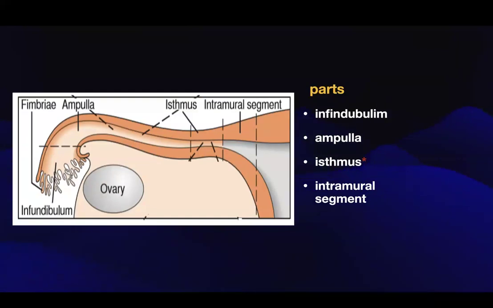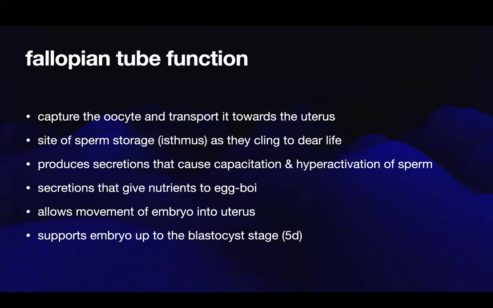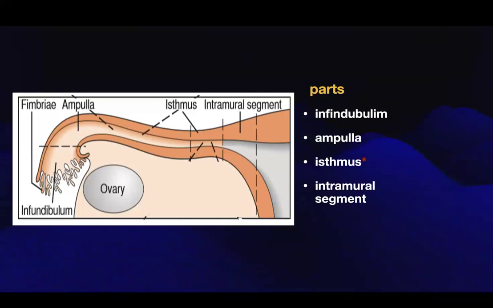Now, there's a cute little red asterisk on the isthmus, and it's because it is very, very clinically relevant: it's the narrowest part, and therefore it is a potential site for ectopic pregnancy. What can happen here is the fertilized egg could get stuck because it's the narrowest part, and it just says, you know what, I'm just going to start developing. Eventually that could lead to rupture of the fallopian tube, and the mother could die if not treated quickly.